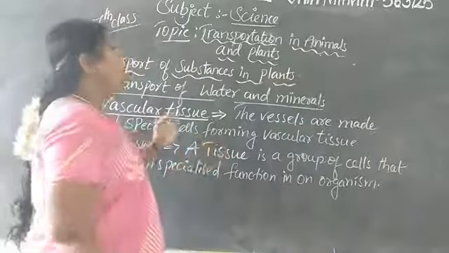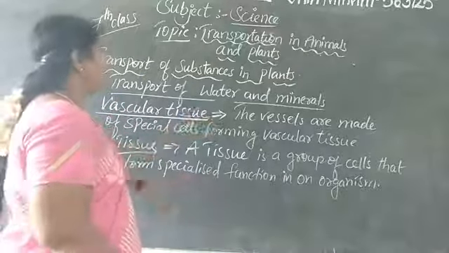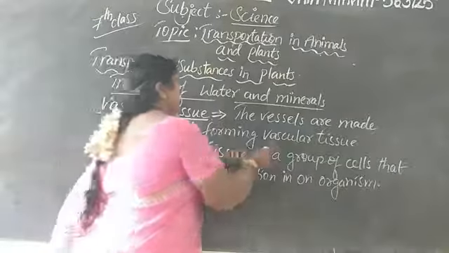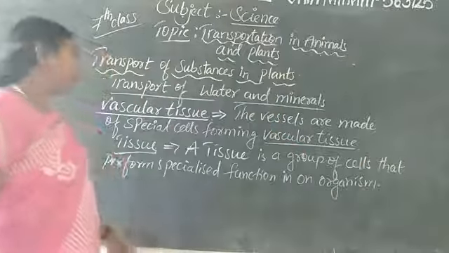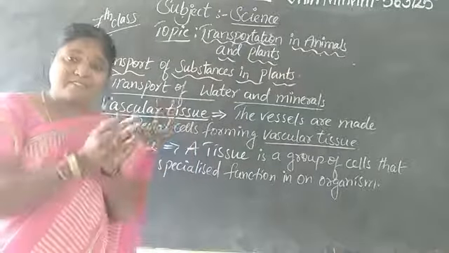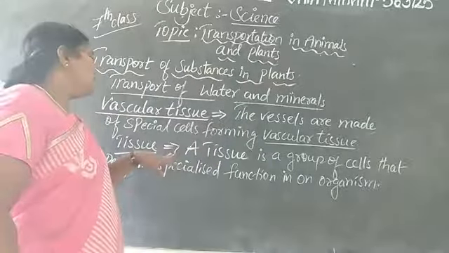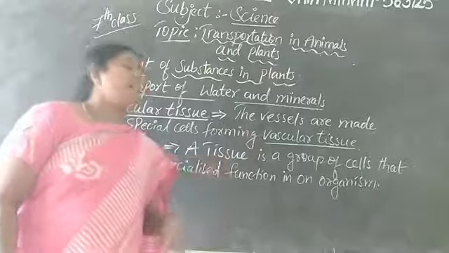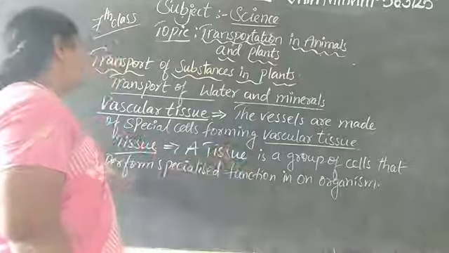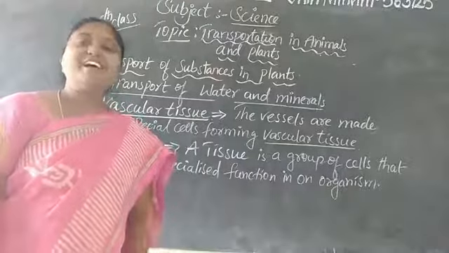So, what are the vessels? They are present in a plant, made of special cells that form the vascular tissue. Then what is a tissue, first of all? A tissue is a group of cells that performs a specialized function in an organism.